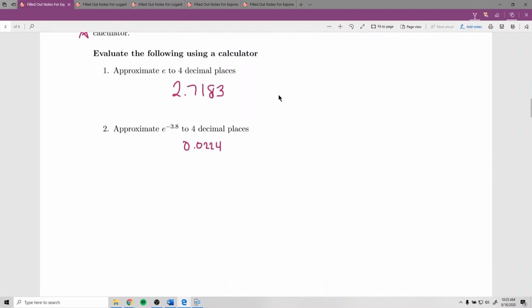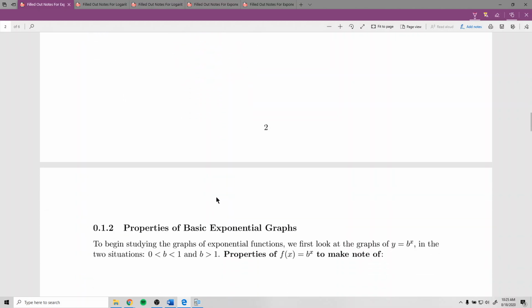Right, but there's a few questions at the beginning of the section just dealing with the calculator, just helping you realize that this is a button on the calculator. You might have never used it before.